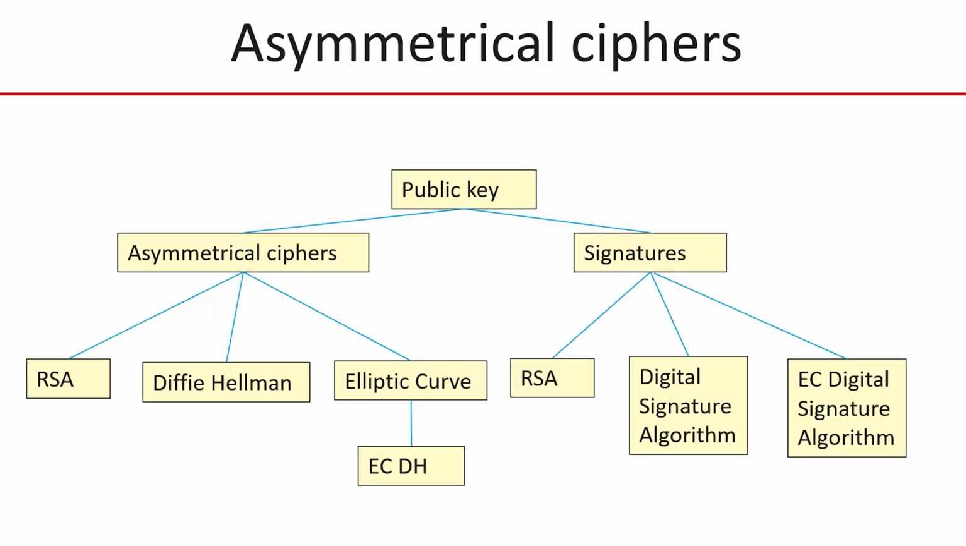So within our asymmetrical ciphers, probably the two most widely used algorithms are the RSA algorithm, which is a crypto system, and secondly the Diffie-Hellman algorithm, which is a key agreement algorithm. So that creates a shared secret between two different stations. There's also elliptic curve cryptography. We'll come on to this, but we can have an elliptic curve version of Diffie-Hellman as well.